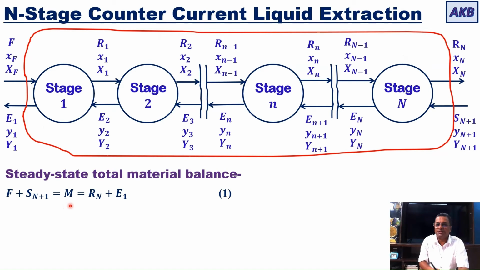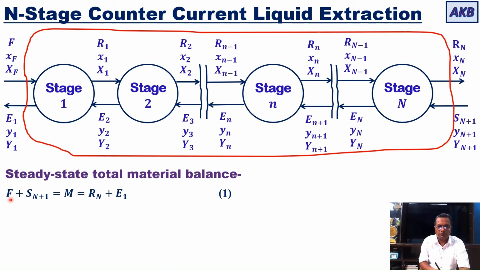So M represents the mass flow rate of that hypothetical mixture, and then this mixture settles into the final raffinate phase that is coming out of the envelope, and the final extract phase that is coming out of the envelope. So the steady state total material balance is written in this way: F plus Sn+1 is equal to M, that is equal to Rn plus E1, and I am calling this equation number 1.